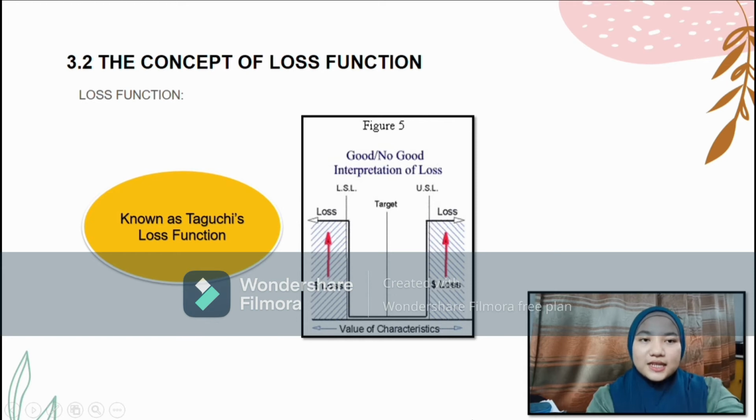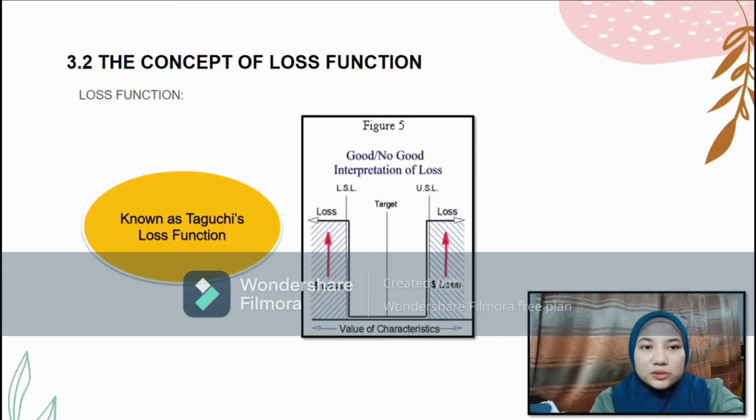The second slide is about the concept of the loss function. The Taguchi loss function is a graphical representation that tells about loss. It is also about customer satisfaction, because the feedback from customers will affect the volatility of this graph.